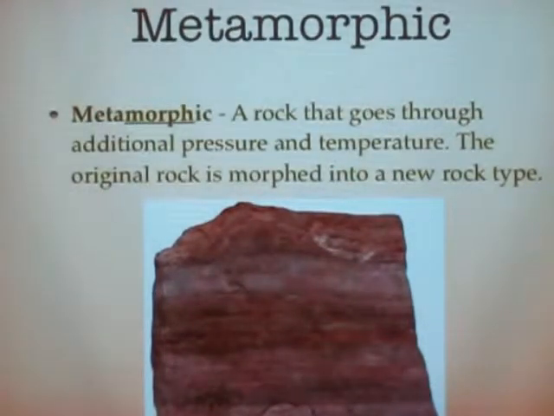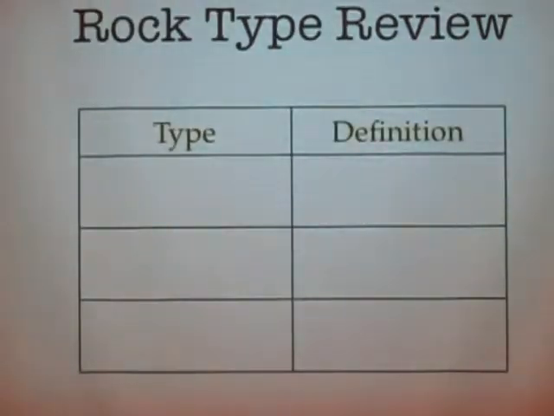Okay, metamorphic. Again, this is just any rock type, can be igneous, can be sedimentary, that goes through even more pressure and hotter temperatures. This original rock then becomes a whole new rock type. So let's take a minute and do a quick rock type review. Do you remember the three types of rock? Can you define them? How are they different?